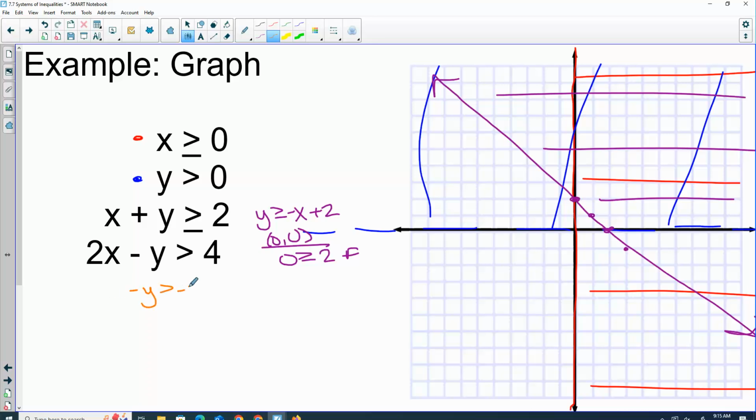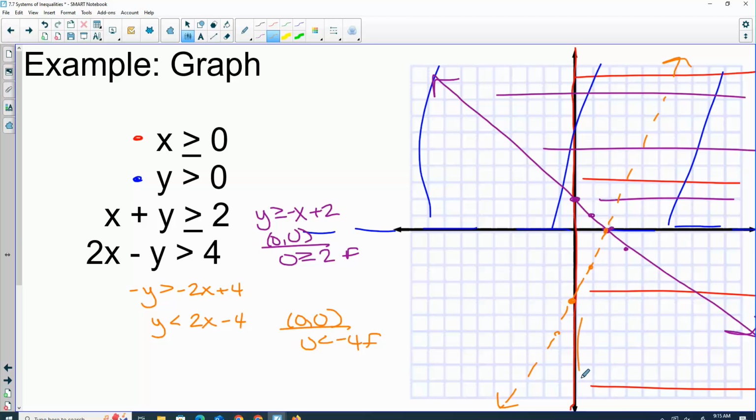Last one, negative y is greater than negative 2x plus 4. Divide by negative 1. When you divide by a negative, it flips your inequality. Y-intercept is negative 4. Slope is 2, so up 2 over 1. No equal to, so dashed line. And if you recognize it, less than is below, or if you do your test point, you get 0 is less than negative 4, which is false. So 0, 0 doesn't work, so we are below this line.